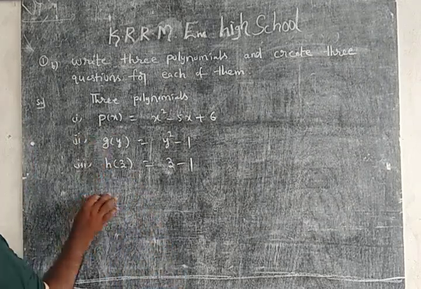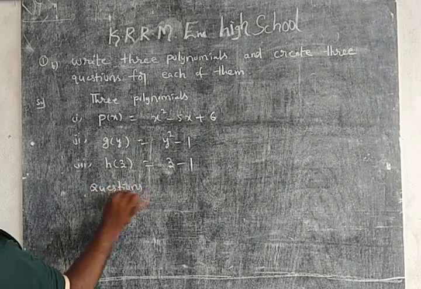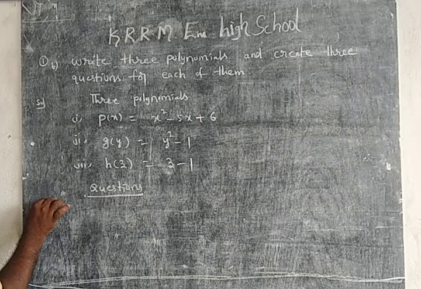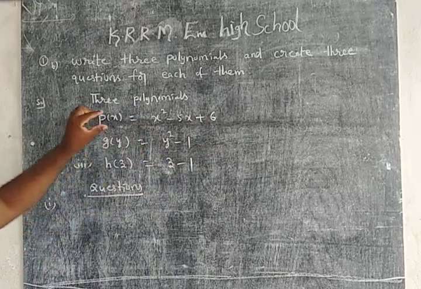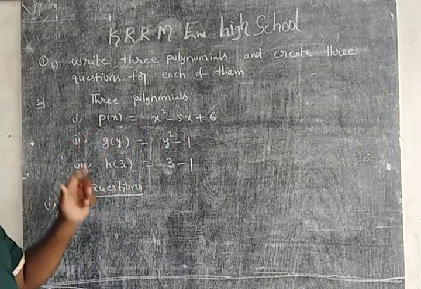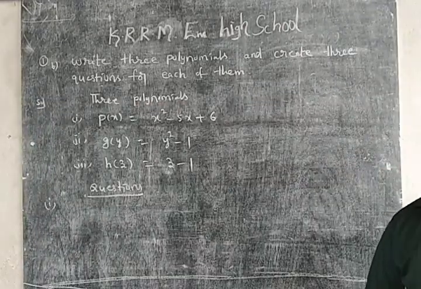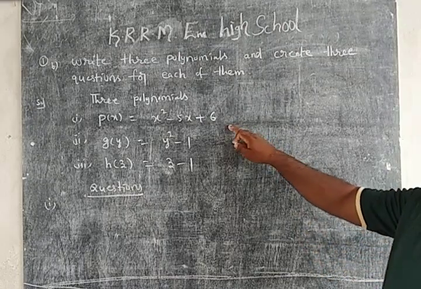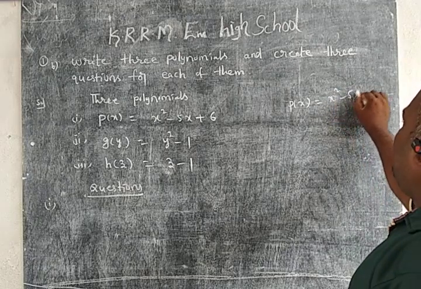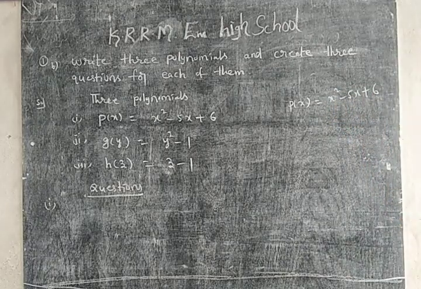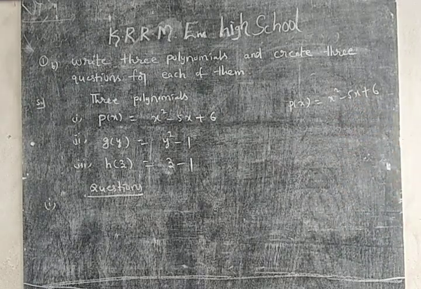First polynomial quotients. What is the first polynomial? P of x is equal to x square minus 5x plus 6. In this polynomial we create any three questions. So how to create any three questions? What is that question?